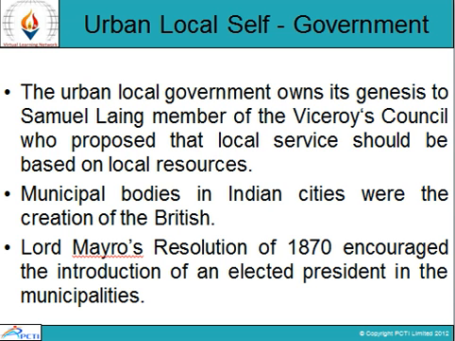The municipalities present from the structure of the institution of local governance owed their existence to Lord Ripon's resolution on local self-government adopted on 18th May 1882. There were about 200 municipalities in British India by 1870.